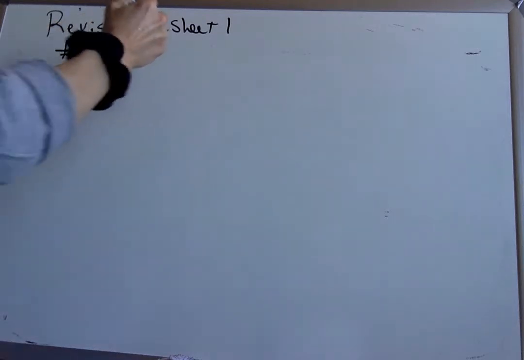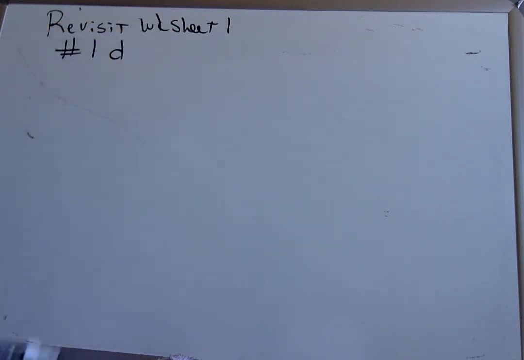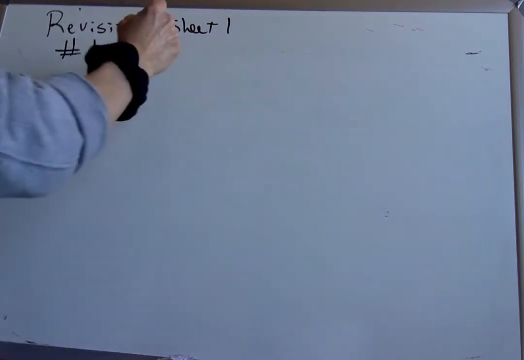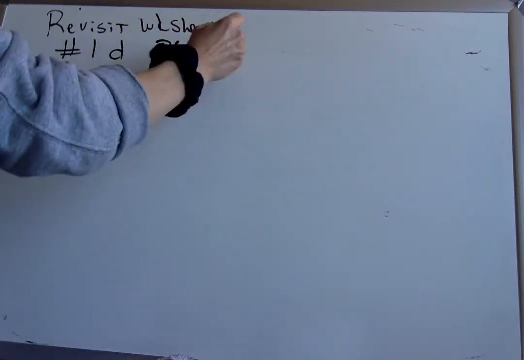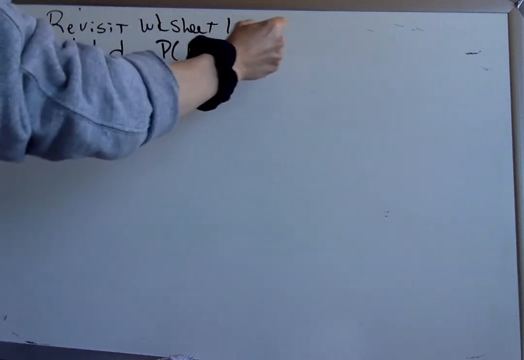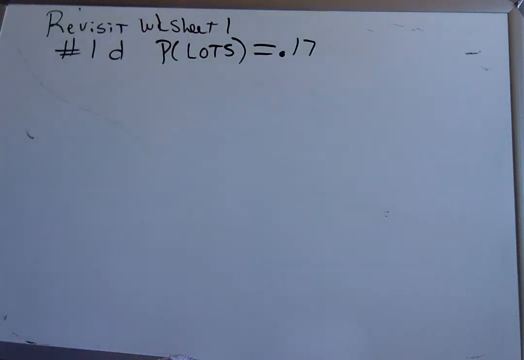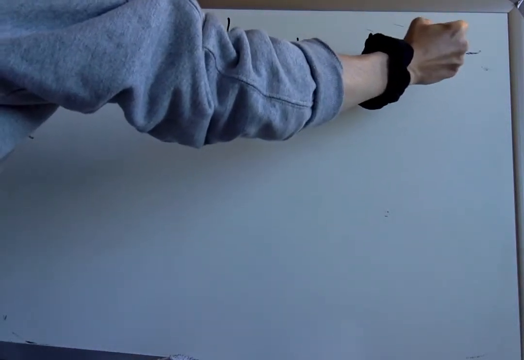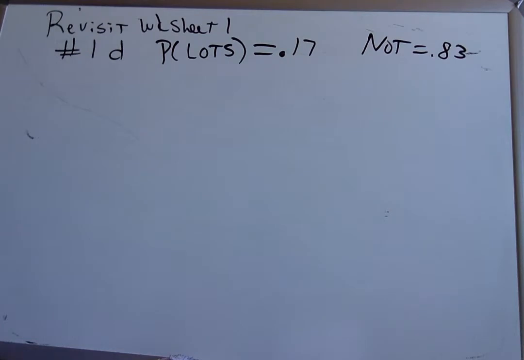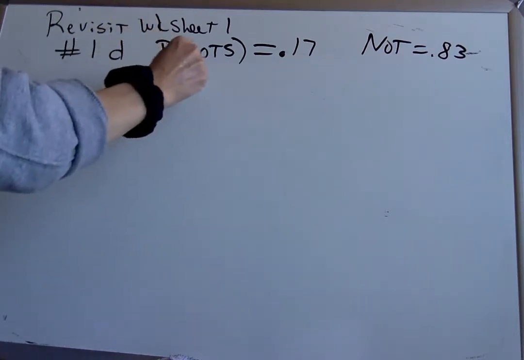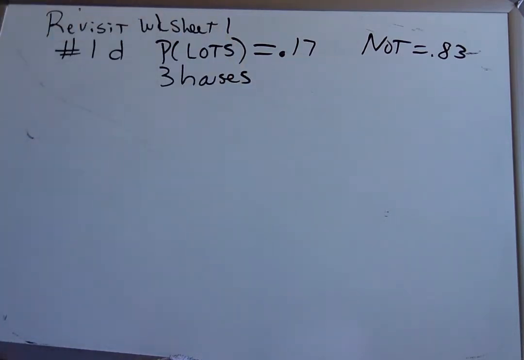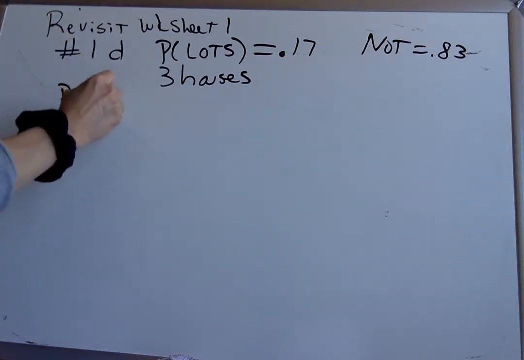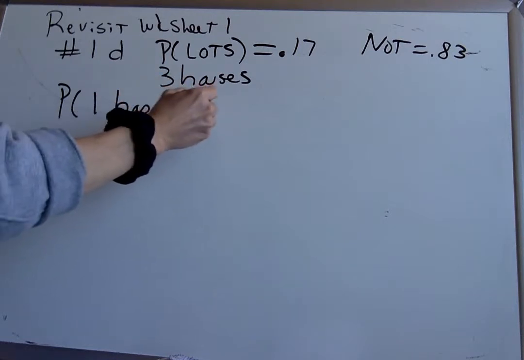This was the problem that was talking about houses and American homes and whether they had lots of cars or not. So the probability that some family has lots of cars was 17%. That was given in the problem. So of course we know that not having lots of cars is 83%. And they said that there were 3 houses. And the question in part D was, what's the probability one has lots of cars?